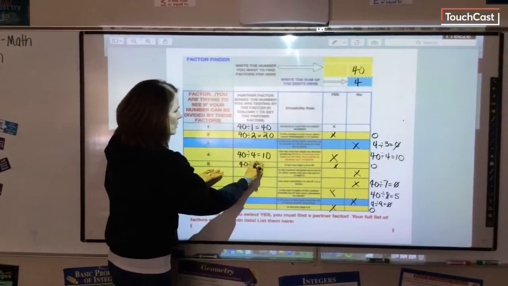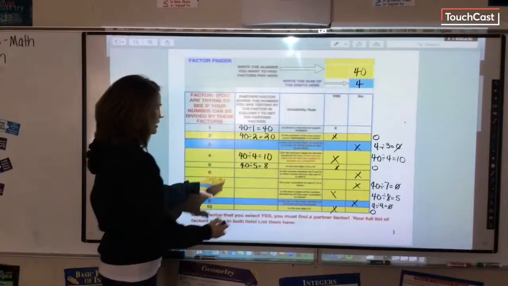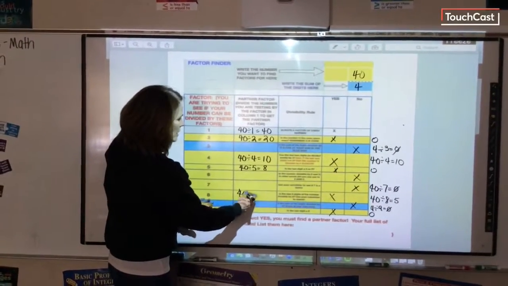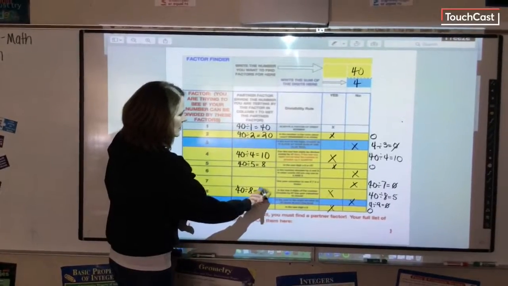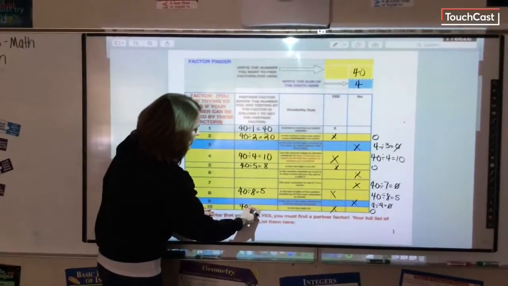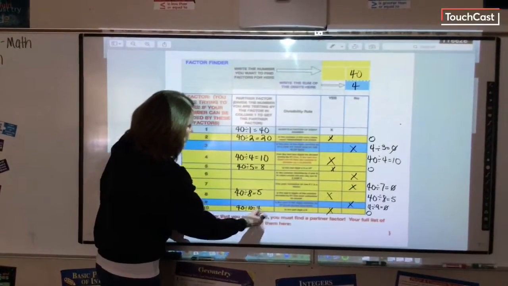5 we said yes. 40 divided by 5 is 8. No, no, 8. 40 divided by 8 is 5. No to 9, and yes to 10. So 40 divided by 10 is 4.